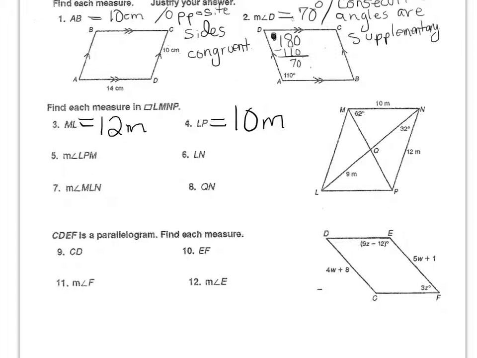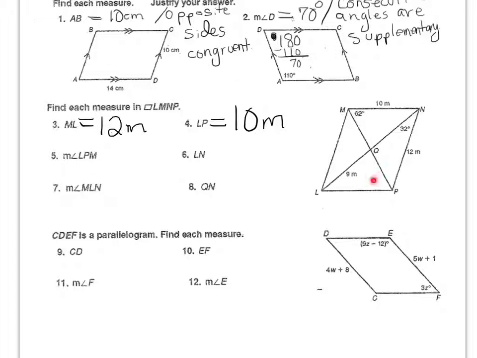Number 5, this is the angle LPN. First of all, let me find out what angle that is. L starts here and then goes to P and then M. So it's this angle here. What angle is this? 62 is correct. How come it's 62?